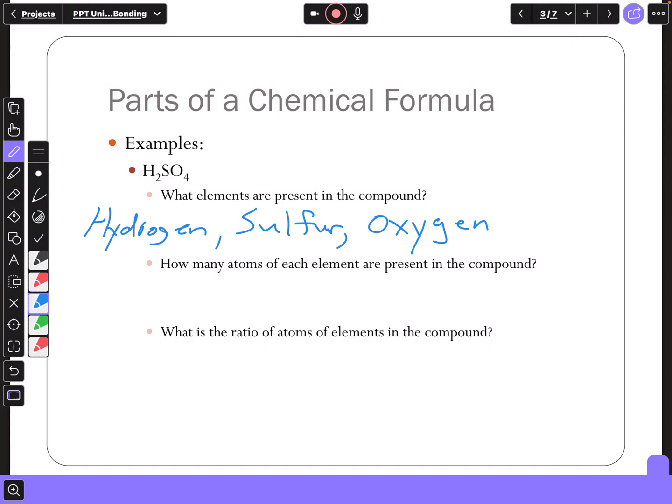How many atoms of each element are present in the compound? Well, the subscripts go there. I've got a 2 on hydrogen, so I would have 2 hydrogens. Sulfur, there's not a number there, so it's understood to be 1. You have 1 sulfur. And then that 4, you have 4 oxygen atoms.